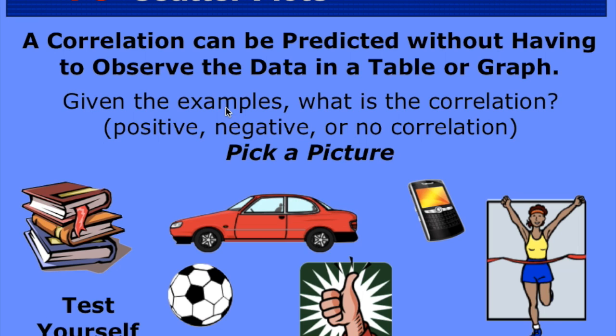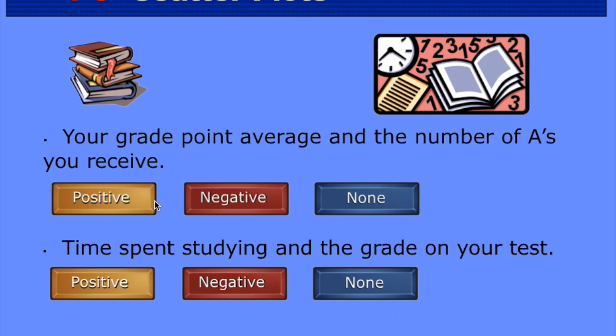So a correlation can be predicted without having to observe data in a table or graph, just by using our logic. So here are some examples. So your grade point average and the number of A's received. So your GPA, is there an effect of the GPA on the number of A's you receive? So if you have more numbers of A's, what would happen to your grade point average? Well, if you have more A's, your grade point average would go higher. So that would be a positive correlation, because number of A's goes up, GPA goes up. If both of them go up, that means it's positive. So that would be a positive correlation.